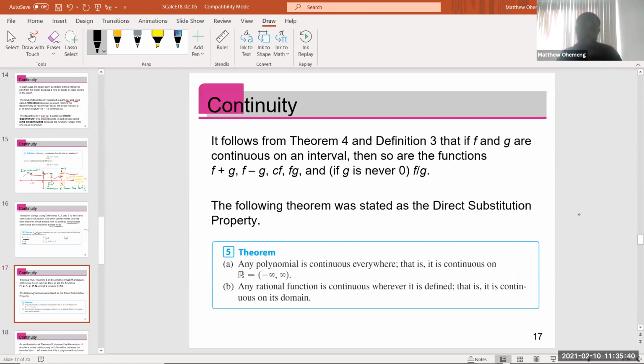Okay. Now, as you notice, for continuous functions, we just do direct substitution. You just plug in and you get your limit answer, right? So it's a good idea to know which ones we can do the direct substitution on, right? So any polynomial is continuous everywhere. So for polynomials, they're always continuous everywhere. And then any rational function is continuous wherever it's defined, right? As long as the point is in the domain of the function, then it's going to be continuous at that point, right?